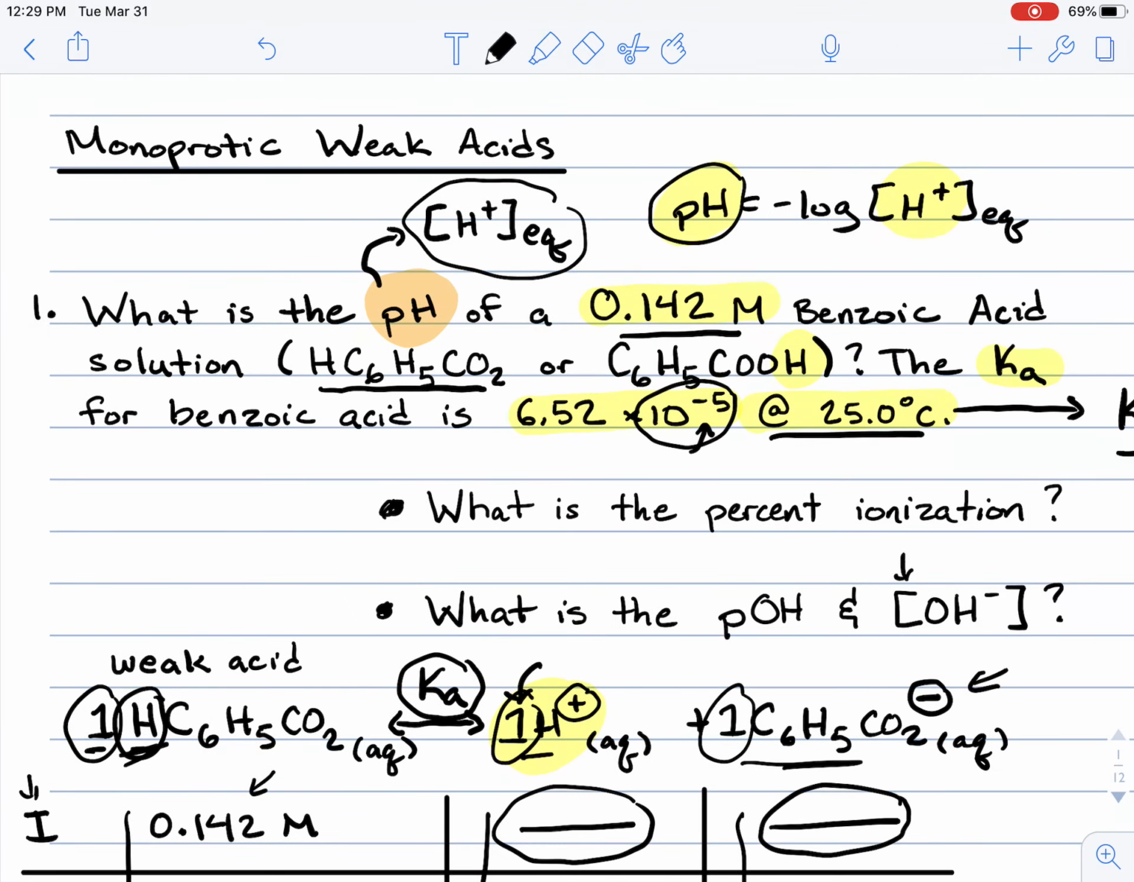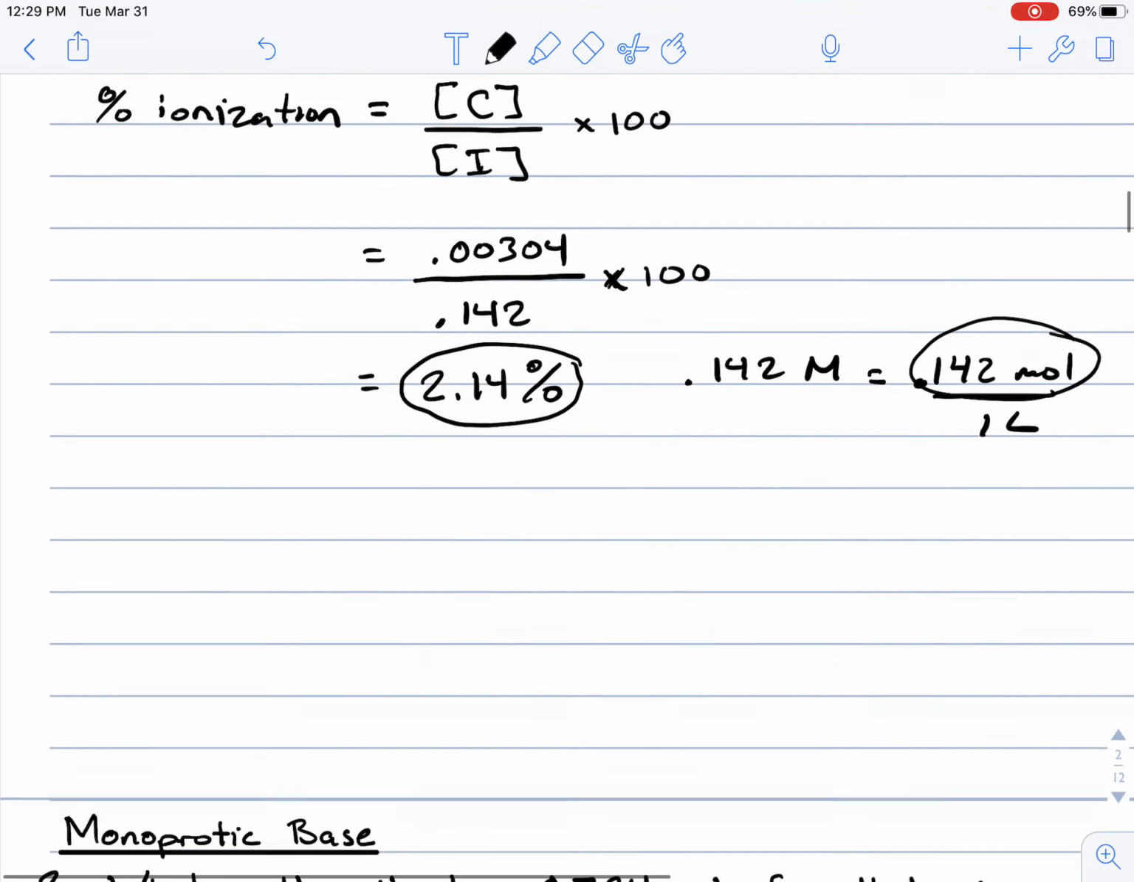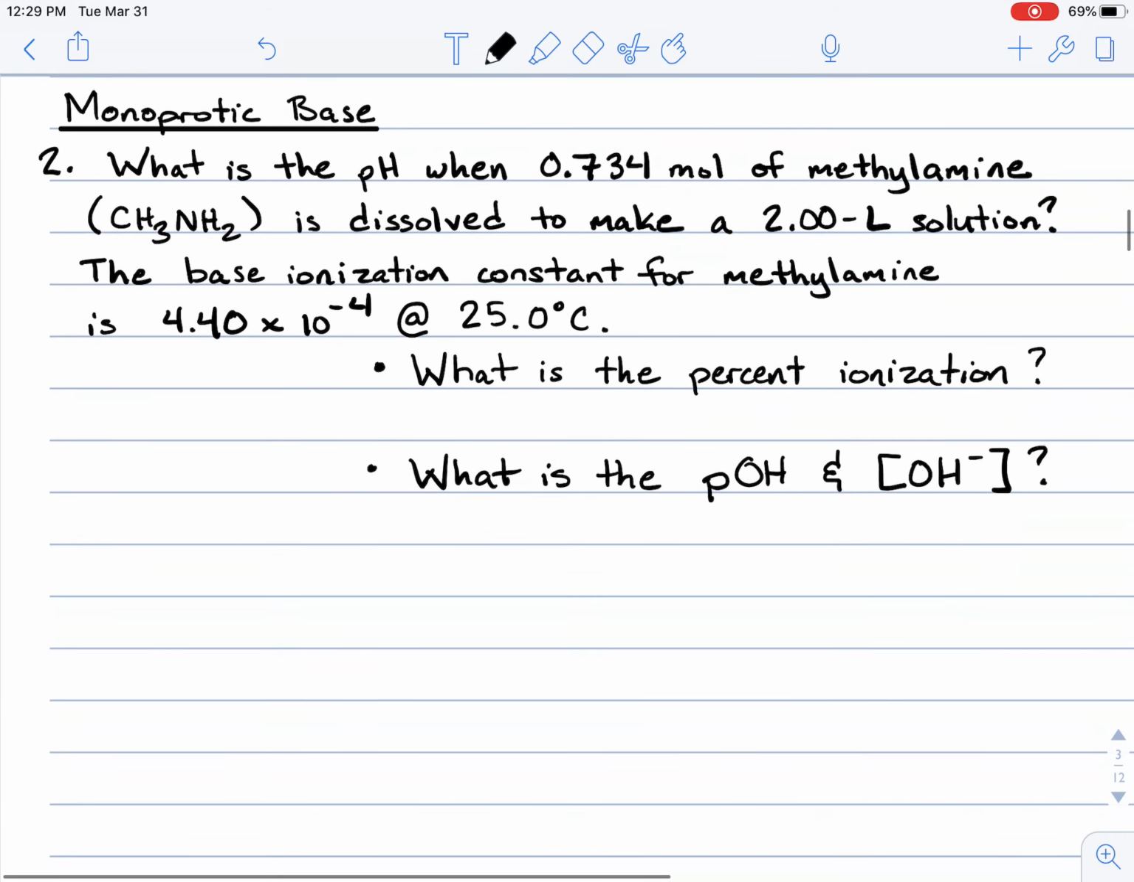Okay, cool. So let's go ahead and work through another problem. This time, instead of working with monoprotic acids, we're going to work with monoprotic bases, and we're going to see how they're the same or how they're different from the first problem.